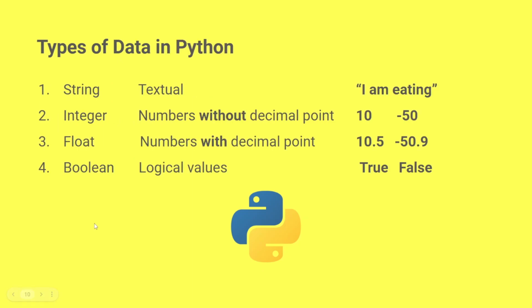So right here I have summarized all of the data types that we have. So string is text-based data, textual data. For example, I am eating, quotation marks around that is a string. Integer is numbers without decimal point, like 10, -50. Both of them do not have a decimal point, so they are integers. Float are numbers which have a decimal point, like 10.5, -50.9. Both of them have decimal point, so they are float. And finally, we have Boolean, which contains logical values, and we only have two logical values, true and false.